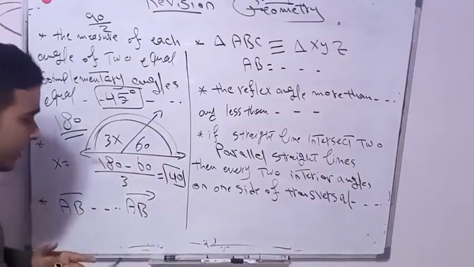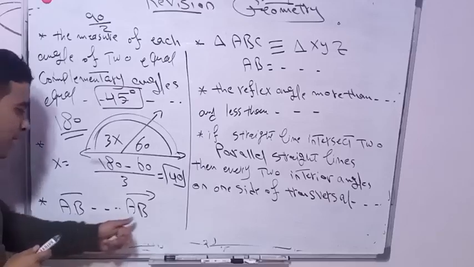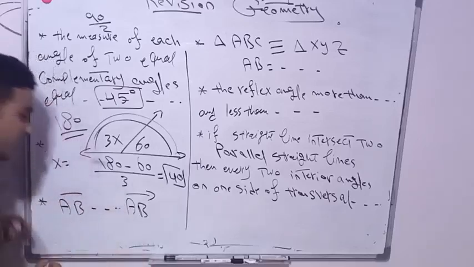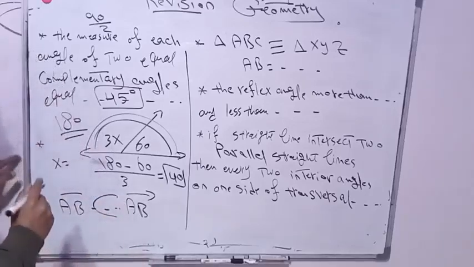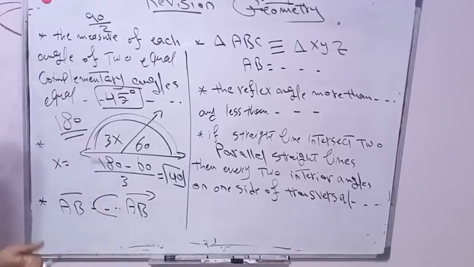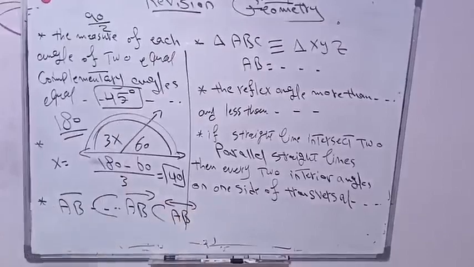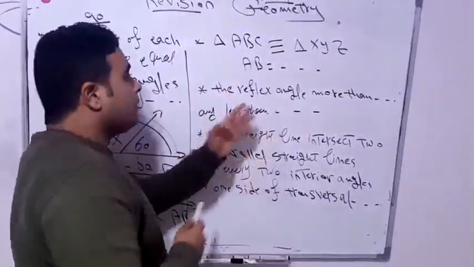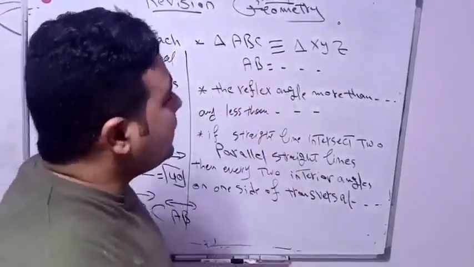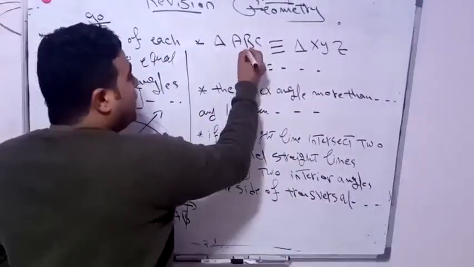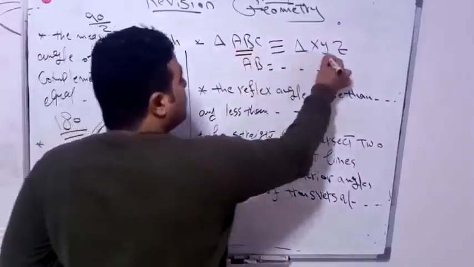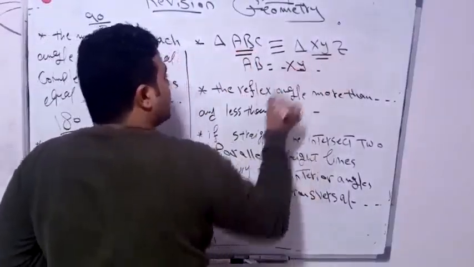I have AB line segment. What is the relation between the AB line segment and the AB ray? So we have the AB line segment as a subset of the ray AB and a subset of the straight line AB. We have here triangle ABC congruent to another triangle XYZ. Then AB equals what? Equals XY. My answer is XY.